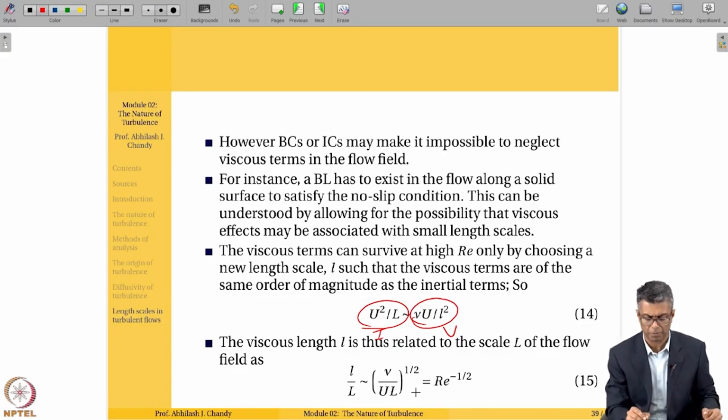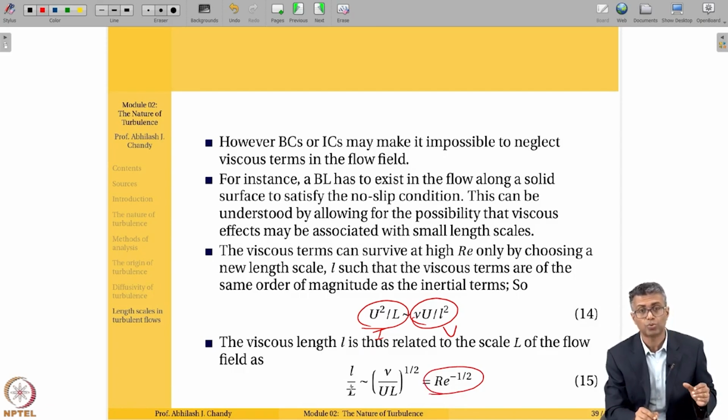It's easily obtainable. Now nu over uL is 1 over Re, or Re to the negative 1, in which case this turns out to be Re to the minus half. So this gives you an idea that the viscous length scale, as a ratio in comparison to the large length scale capital L, is Re to the negative half.